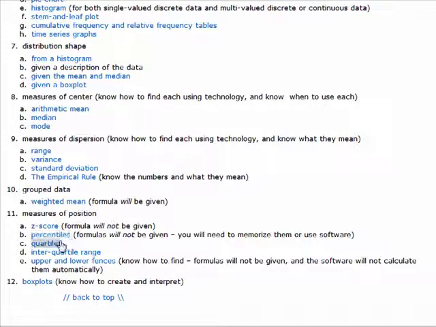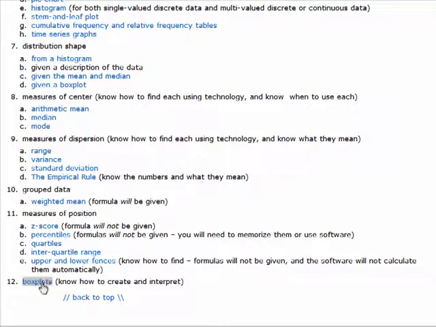Percentiles, you need to know how to find them. Quartiles, interquartile range, and outliers. I sometimes ask a question about the fences and outliers, and there's always a group of people who are not prepared for that, so be sure you know how to find those fences, not just how to use the software and have it graph it for you. Make sure you actually know how to calculate the fences.